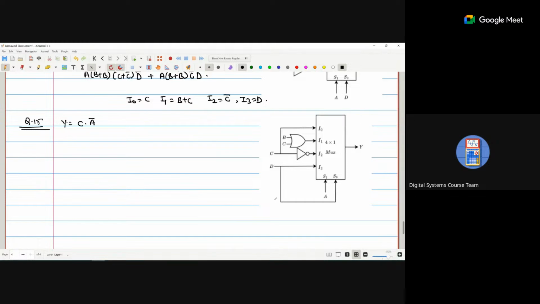So I0 S1 bar S0 bar plus I1 S1 bar plus I2 A B bar plus I3, so D, A C bar B bar plus D plus A bar C, A bar C. Okay, now find out the minterms. Convert into the standard canonical form, then find the minterms.